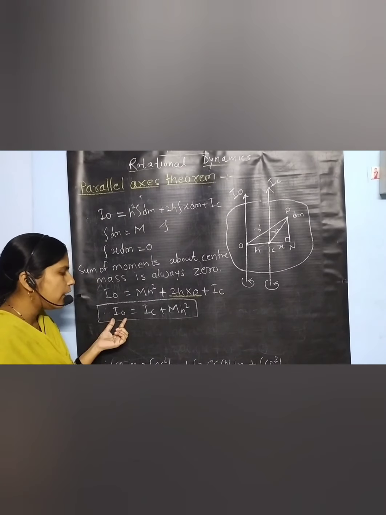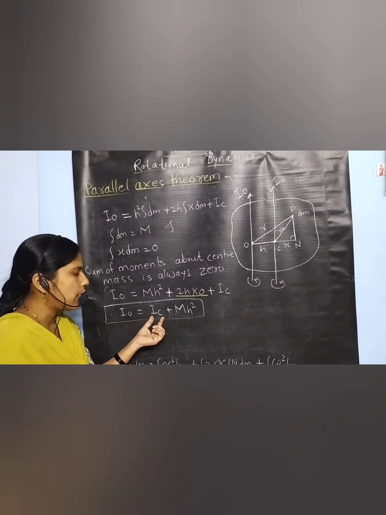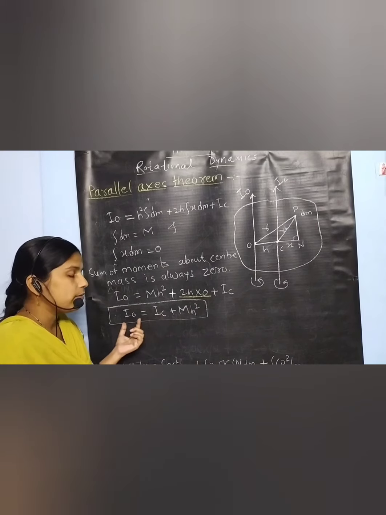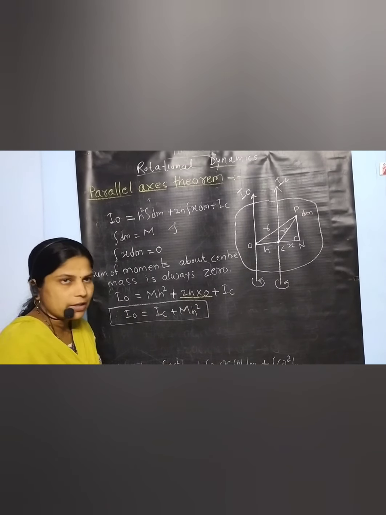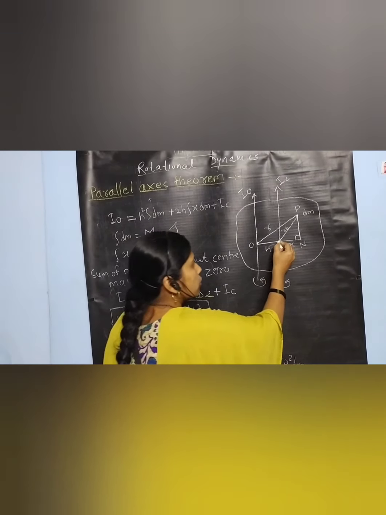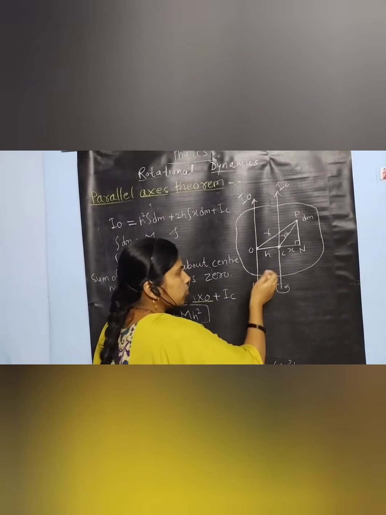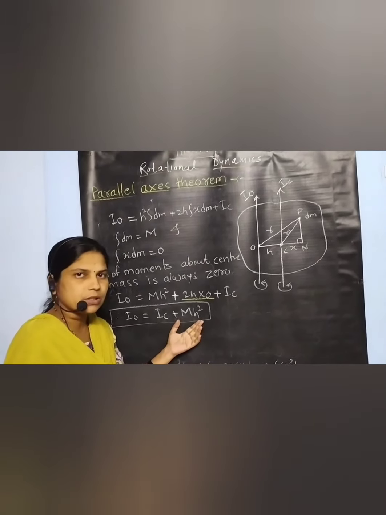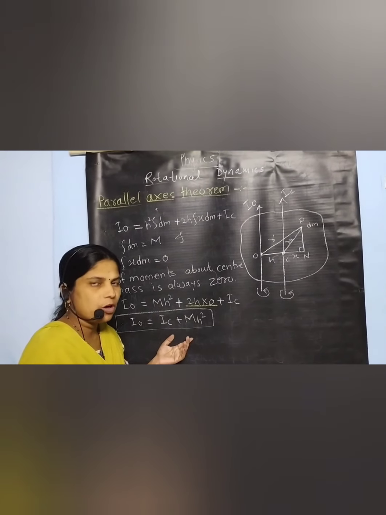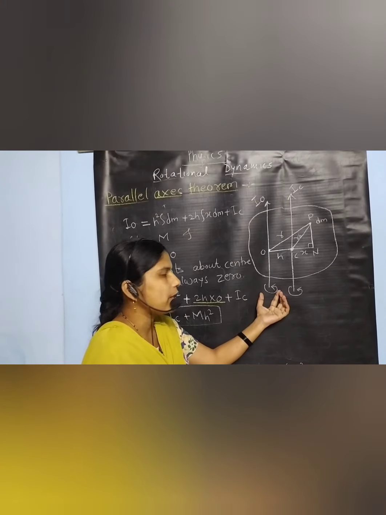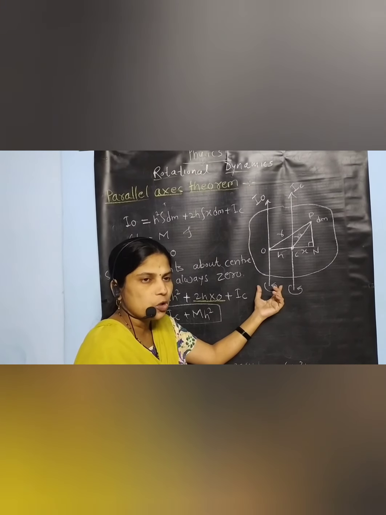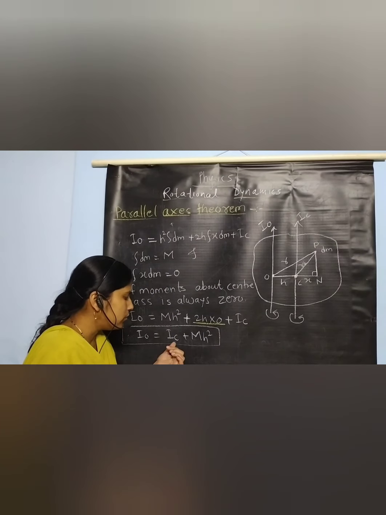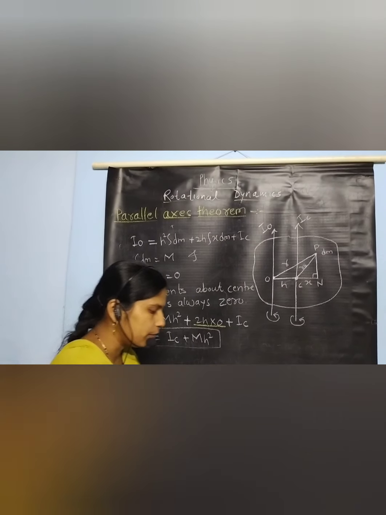Why are we getting IO greater than IC? Because at the center of mass, the whole mass of the body is supposed to be concentrated, and this opposes the motion of a particle along the axis of rotation IO. Because of that, we are getting IO is equal to IC plus Mh square.